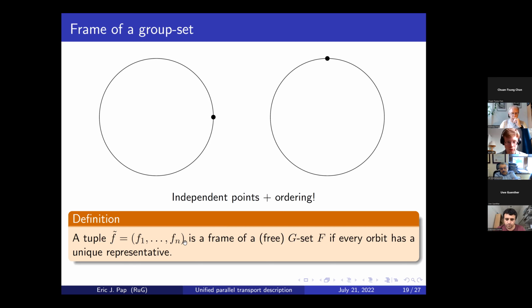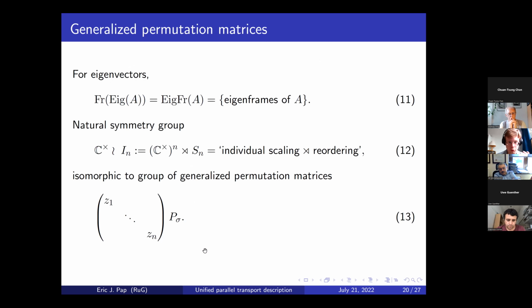So in general, you can define a frame of a group set to be just a set of representatives such that every orbit is represented by exactly 1 point of one of these in the tuple. And so if I now go to the case of eigenstates, then, well, instead of circles, I have the eigenrays. I have to pick a point from each eigenray in some ordering. And then it's not that hard to see that we get the usual eigenframes back. So the eigenframes in the sense of linear algebra. And so the frame theory that we did is more general.